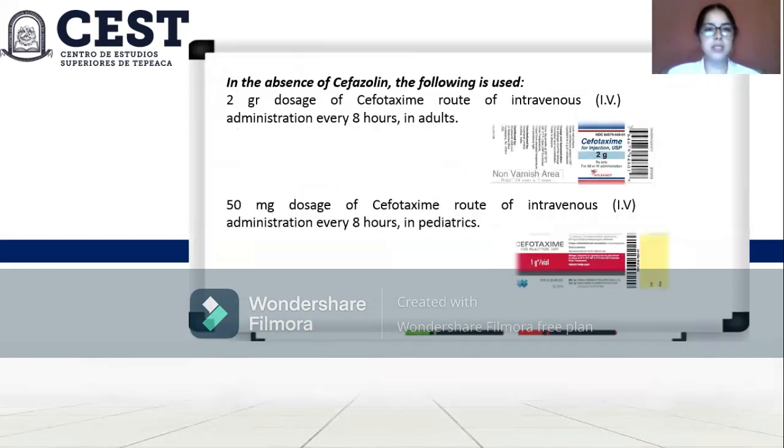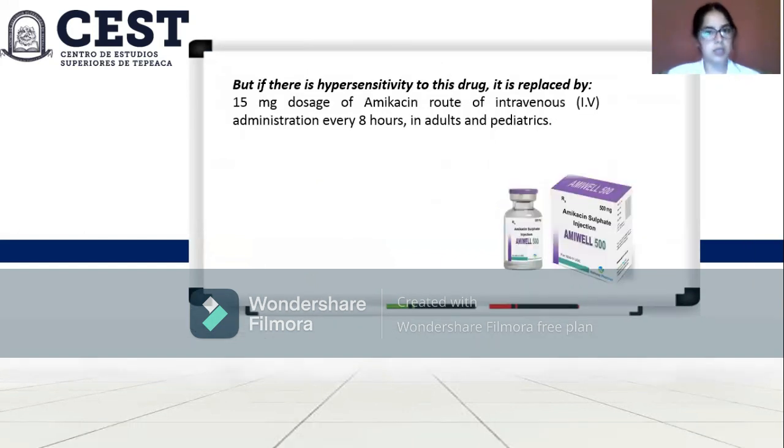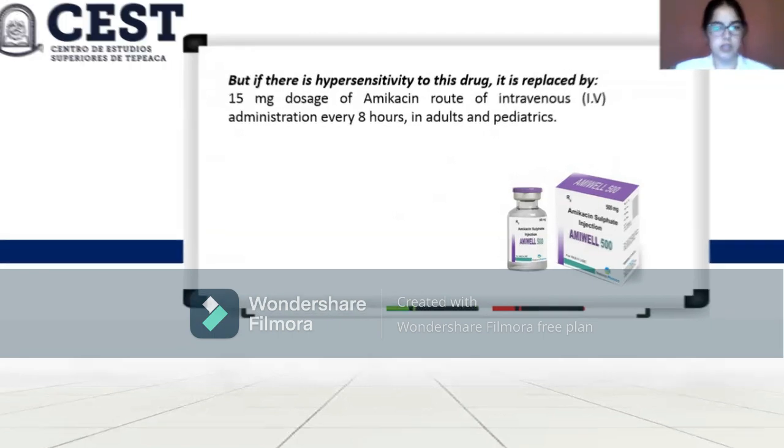In the absence of cefazolin, the following is used: a 2-gram dose of cefotaxime by intravenous administration every 8 hours in adults, and 15 mg dose of cefotaxime by intravenous administration every 8 hours in pediatrics. But if there is hypersensitivity to this drug, it is replaced by a 15 mg dose of ceftriaxone by intravenous administration every 8 hours in adults and pediatrics.